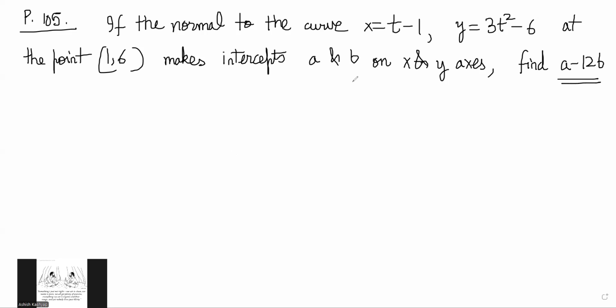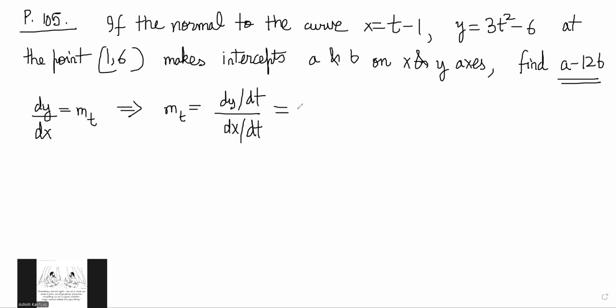Okay, so a simple question, we will just find the equation of the normal to this curve. So usually slope of the normal will come by this method. This is the slope of the tangent. So slope of the tangent is equal to dy by dt divided by dx by dt. So dy by dt here is simply 6t and dx by dt is 1. So slope of tangent is 6t. So slope of normal would be equal to minus 1 by 6t.